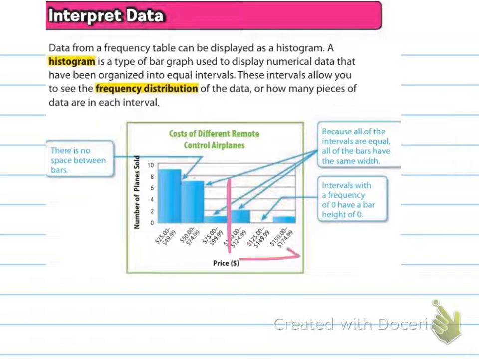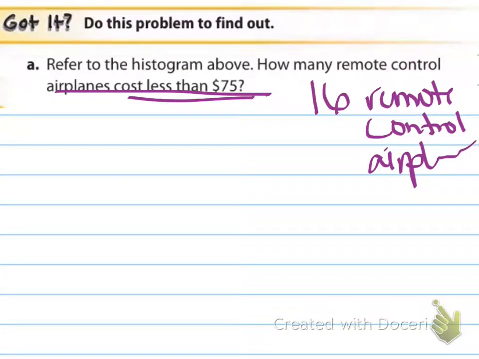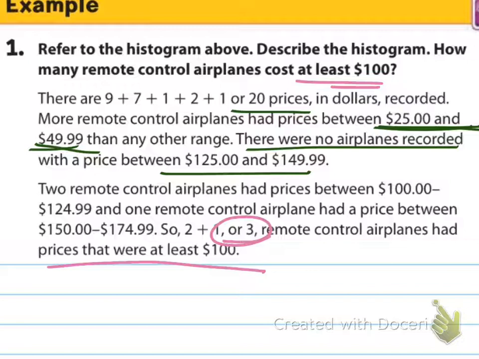That it's going to cost more than $100. The $100 and the $150 to $174 range. So at least $100 means that it includes these two bars here. It would include this one, but there's nothing there. So it's going to be 2 plus 1, which is 3. Sorry about that. I literally just did this. So at least $100, there are going to be 3 remote control planes.